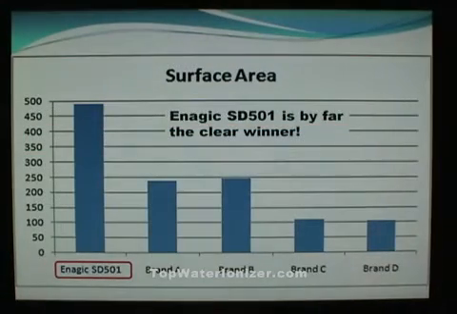In looking at the surface area of the electrolysis plates, the Enagic SD501 has a surface area of 490 square inches. The next closest that I'm aware of is brand B, which is less than 250. Actually, it's less than half of what the Enagic SD501 has for surface area. Brand A, Brand C, Brand D are even less.